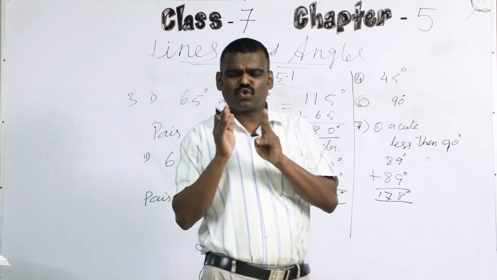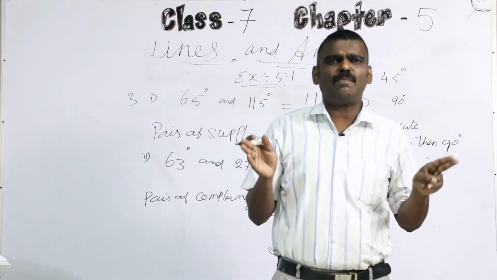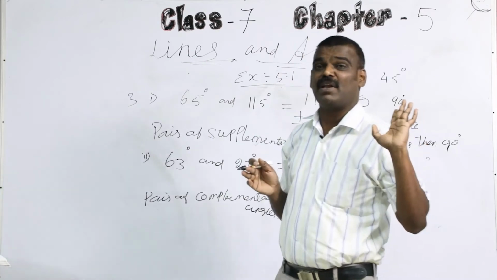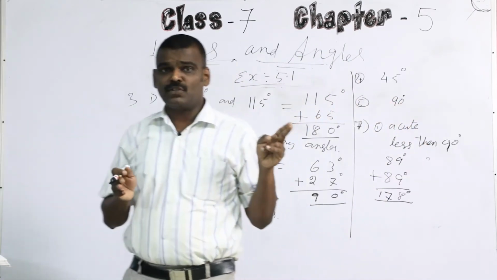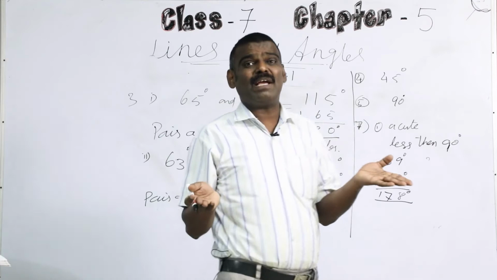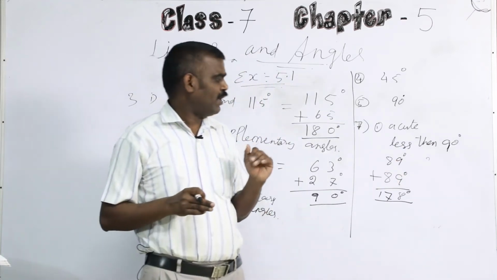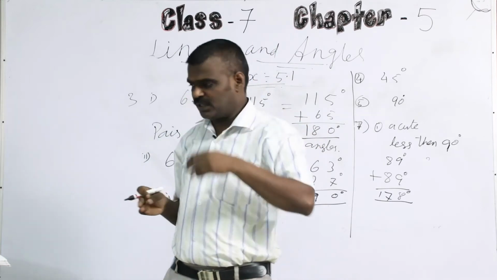Can you call it supplementary? No, right? So two acute angles cannot be a pair of supplementary angles. Understood? But two acute angles can be complementary angles, because complementary is 90 degrees, right? That can be, but it cannot be supplementary.